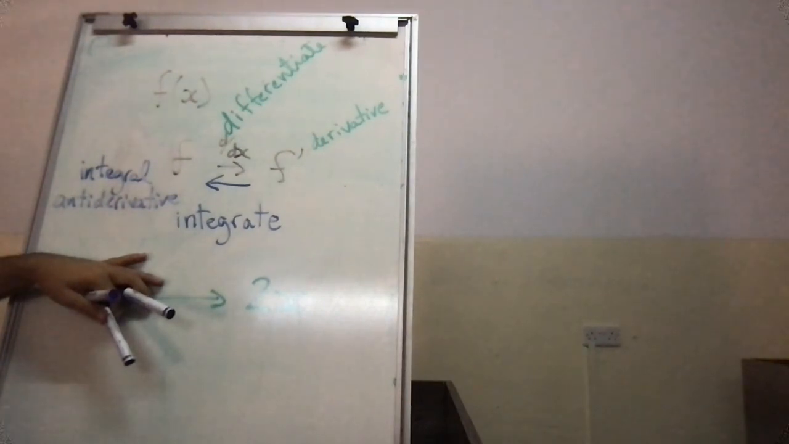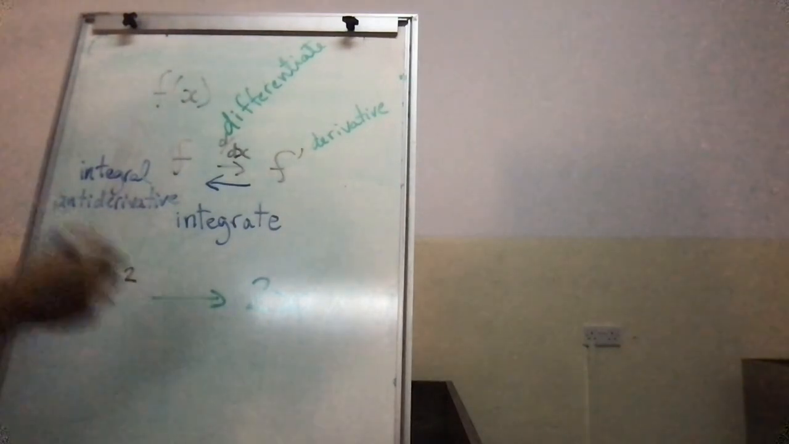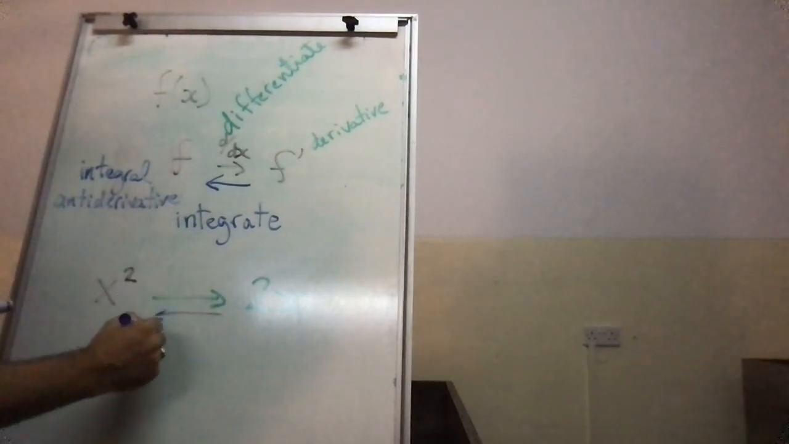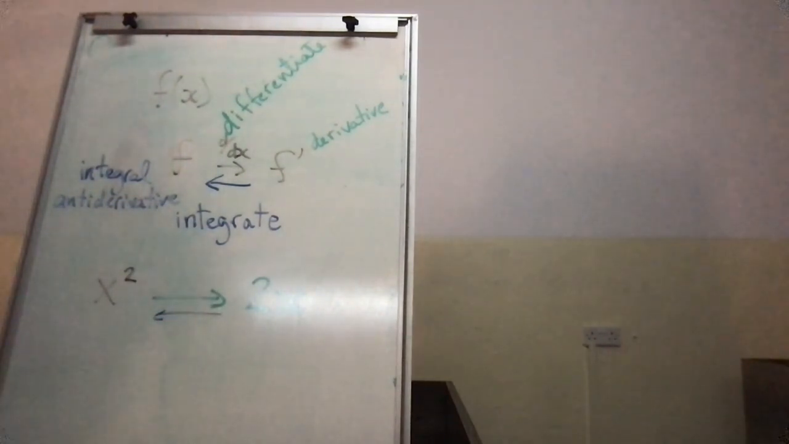So can we come up with a rule that takes us in the other direction? That's what we want. We want a rule where, if I give you a derivative, x to the n, what is its antiderivative?